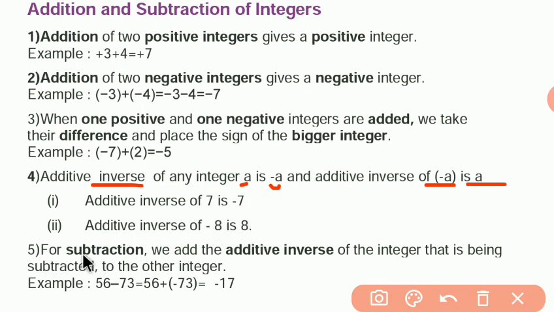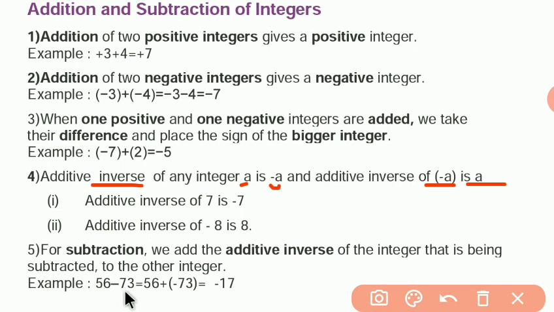Then fifth one. For subtraction, we add the additive inverse of the integer that is being subtracted to the other integer. You can see in the first, second and third we have taken the case for addition, but in the fifth one we will use subtraction. If we want to subtract two integers, we can write it in the form of its additive inverse. We can understand this line by example.